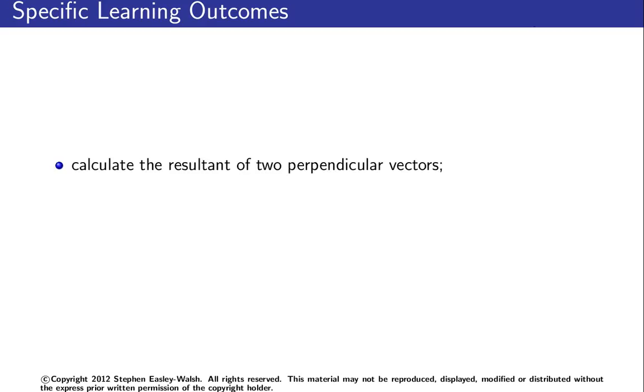So now our last lesson in vectors: calculate the resultant of two perpendicular vectors and resolve the vectors into two perpendicular components. To finish off, I'm going to look at cross products. Now, cross products will be particularly useful later, but for the moment, this topic won't be so relevant just yet, but it will be quite useful later.